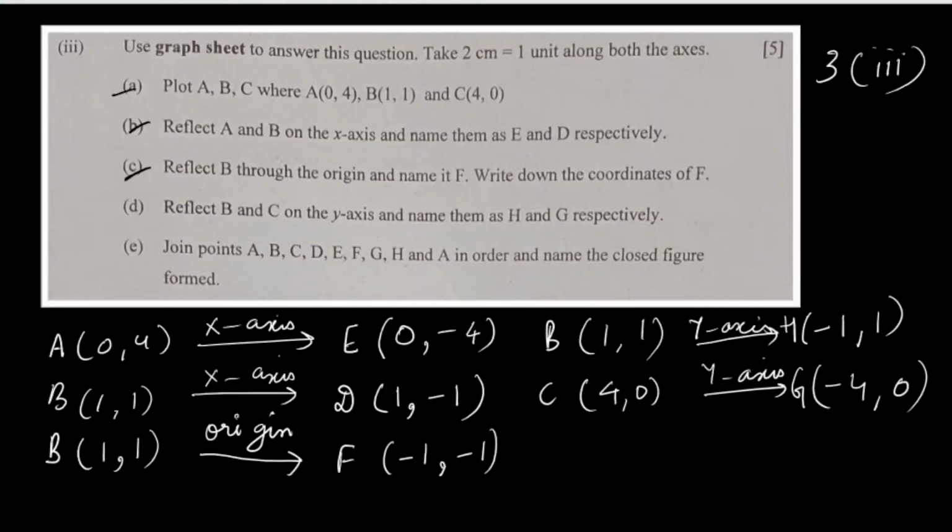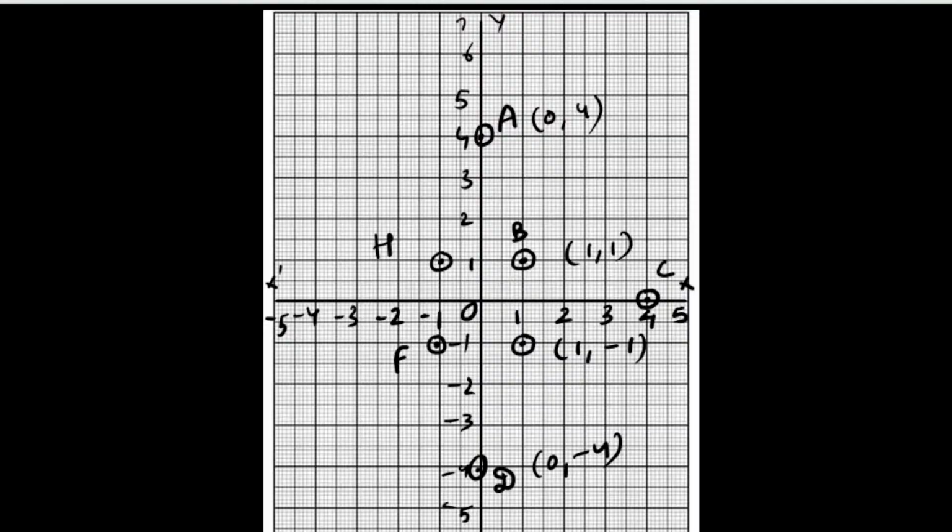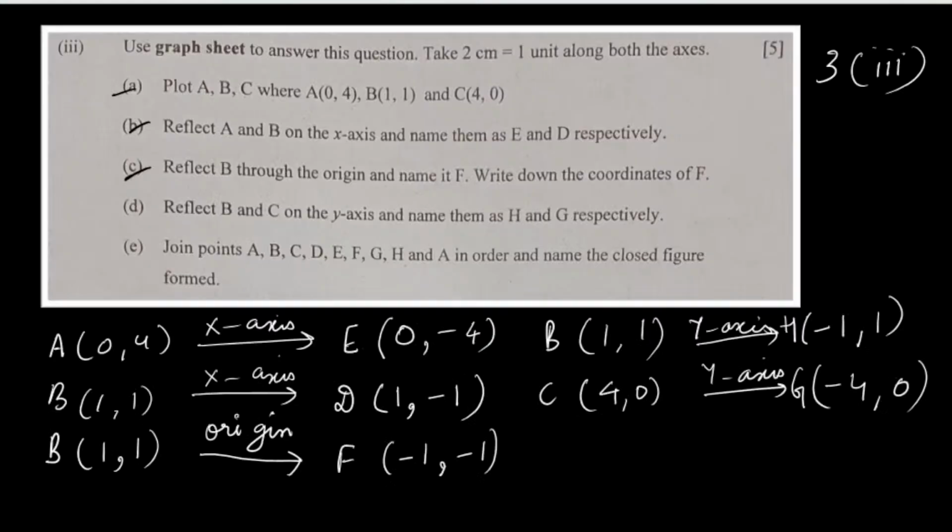G is minus 4 comma 0. So y's value is 0, that means the point will lie on the x-axis. So this is point G. So we have done D point also.